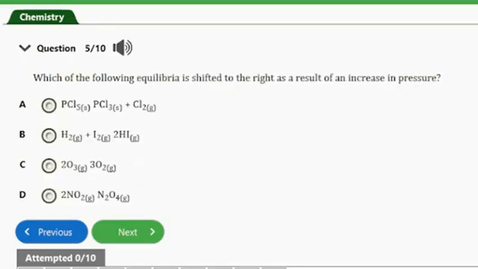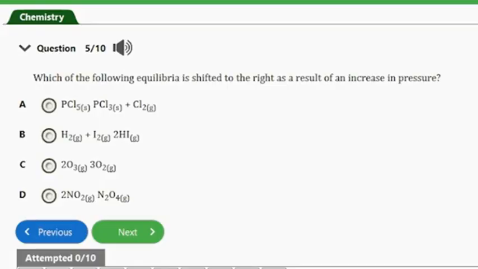So guys, the next question we have here is question number 5, and it says, which of the following equilibria is shifted to the right as a result of an increase in pressure? A, phosphorus pentachloride solid yielding phosphorus trichloride and chlorine gas. So we have option B, hydrogen gas plus iodine gas to yield hydrogen iodide.